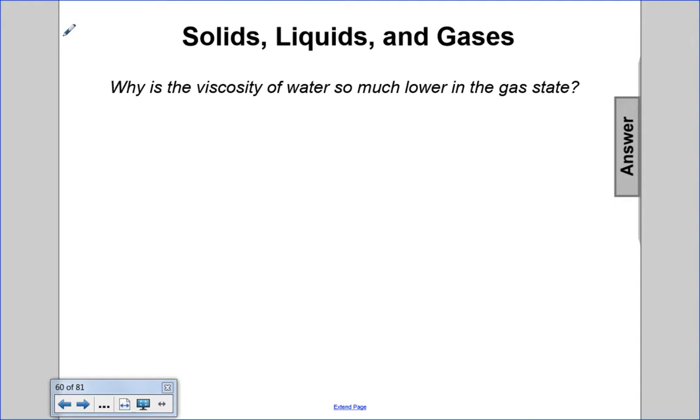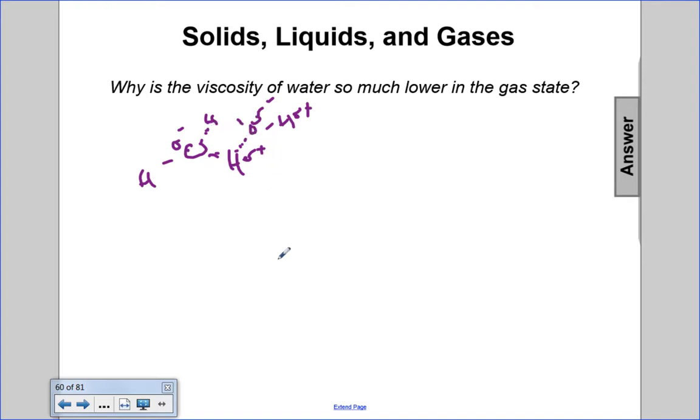Why is the viscosity of water so much lower in the gas state than in the liquid state? Well, let's take a look at what's going on there. In the liquid state, you have water, O, H, H. Let's put another water there, H, O, H. Because of the strong polarity of these bonds, the hydrogens are partially positively charged, whereas the oxygens are negatively charged. In the liquid state, they get close enough to each other that these hydrogen bonds will keep them closer together.